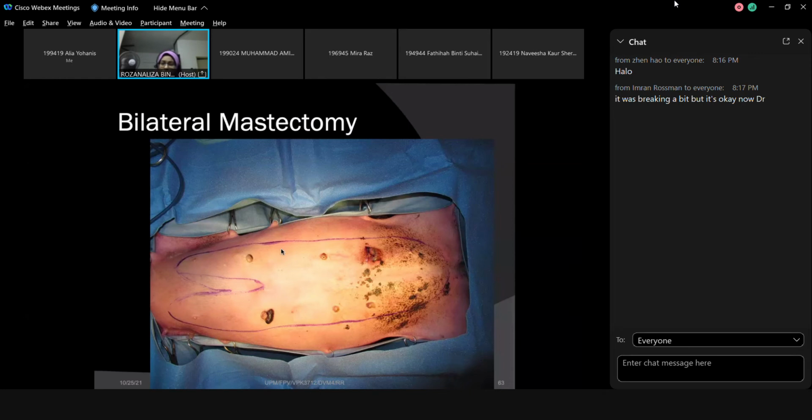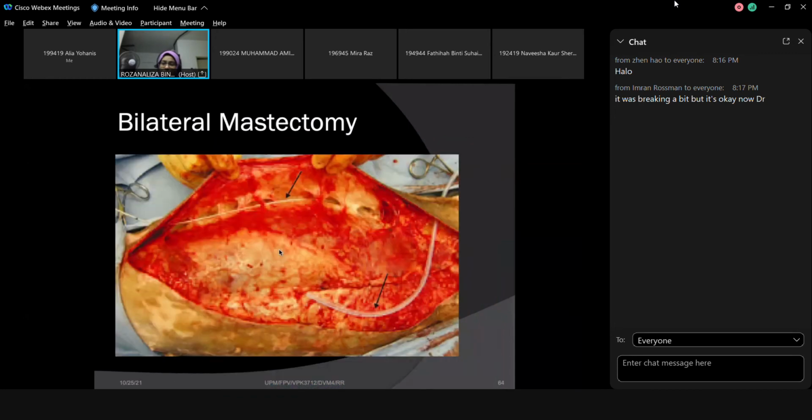Definitely will a lot. So you can see the defect is very huge. Probably 40% of the skin is removed if you perform a bilateral mastectomy. So you definitely have a lot of dead space. Then you need to think about how to manage it. When you have that space, you're going to have seroma. So you need to find a way to remove the seroma properly.